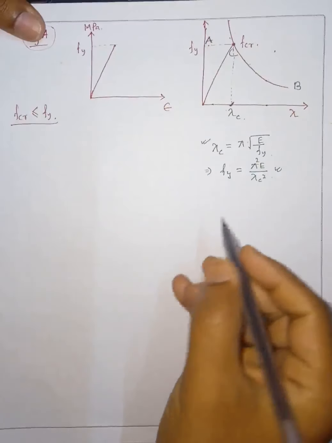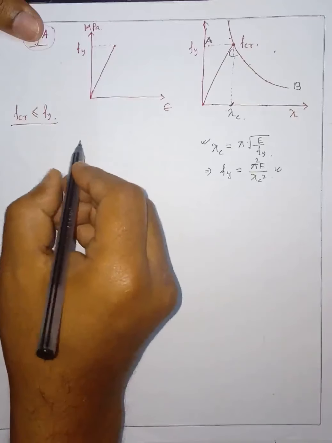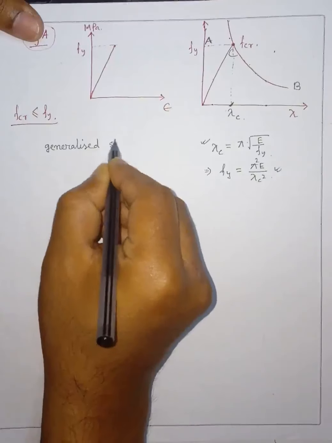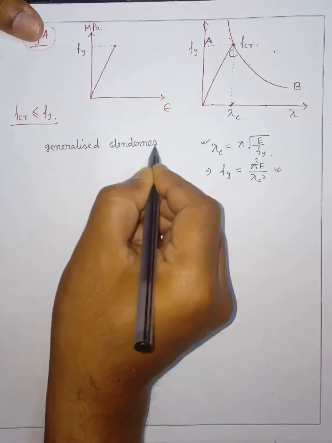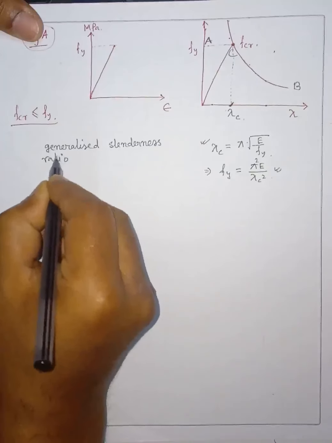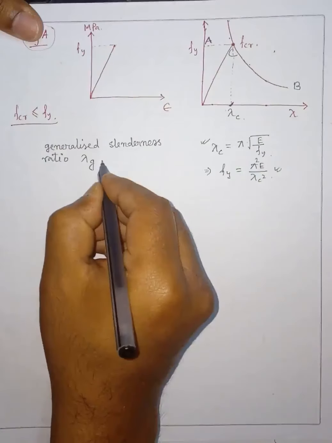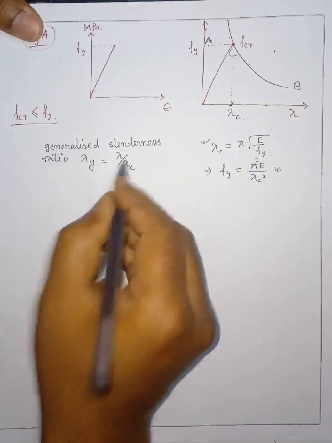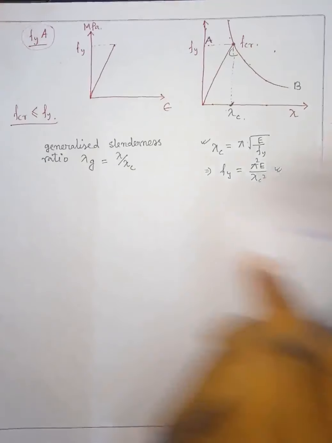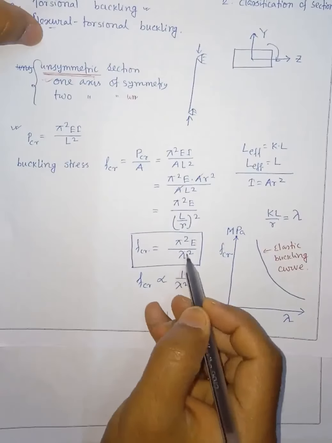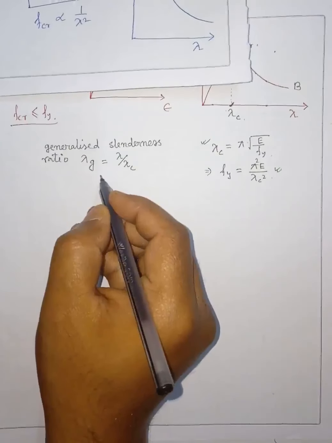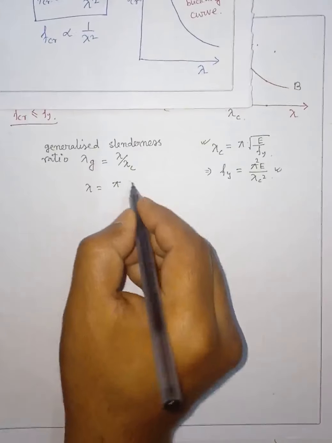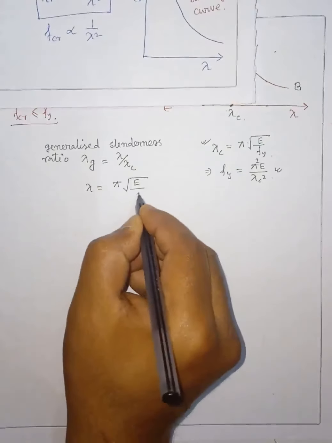Now let us introduce a different term, that is the generalized slenderness ratio, lambda g, and it is equal to lambda by lambda c. Now what is lambda? From this equation we can find this lambda. Lambda will be simply pi into square root of E by FCR.